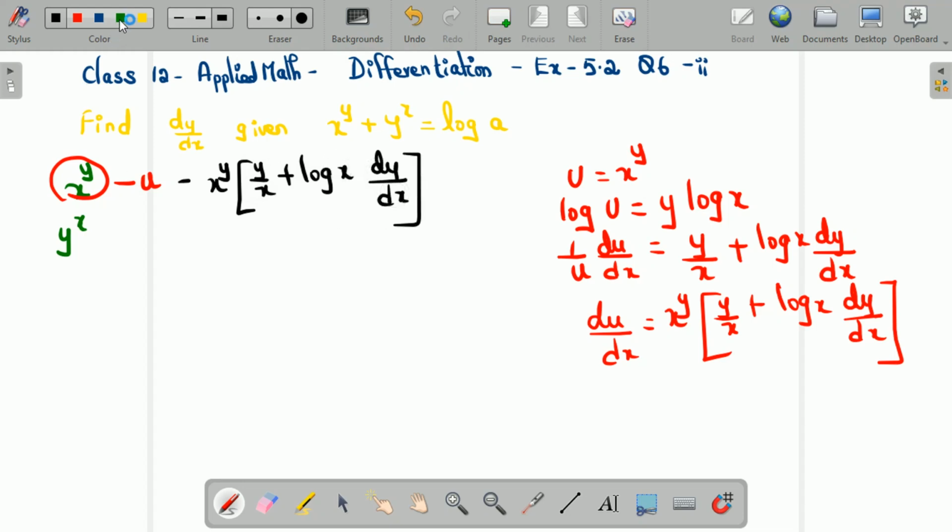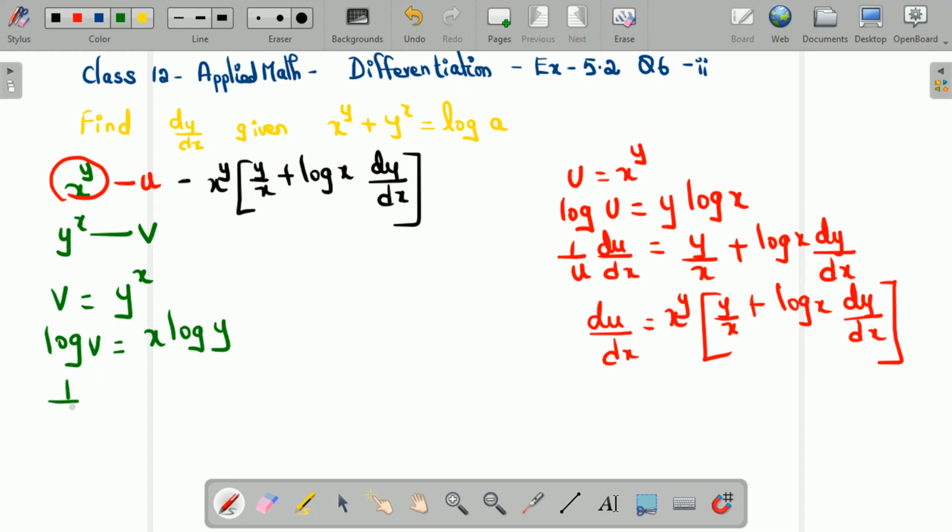Now I will take the second function y^x and differentiate it. I am terming this as v. So v is equal to y^x. So on taking log, log v is equal to x log y. Now we are going to differentiate with respect to x.